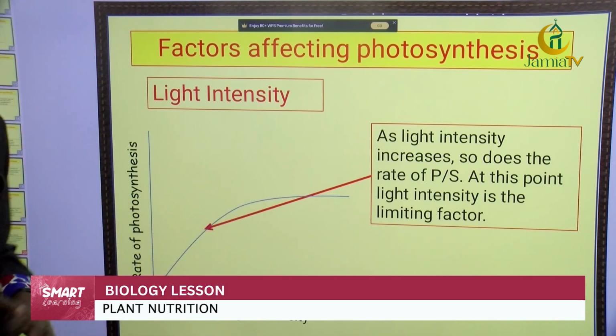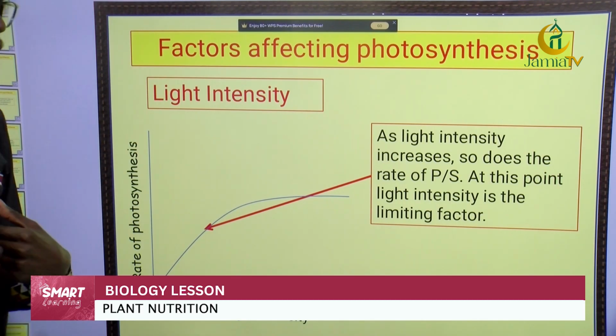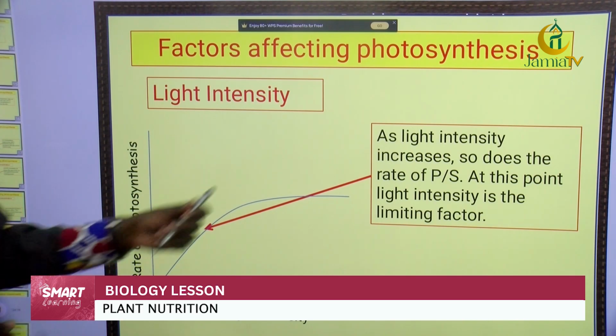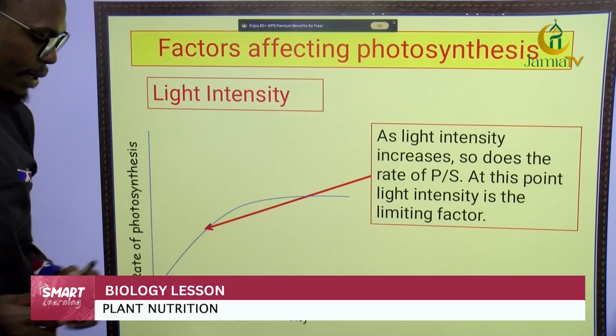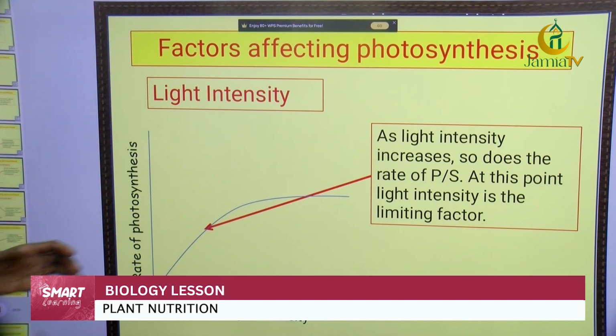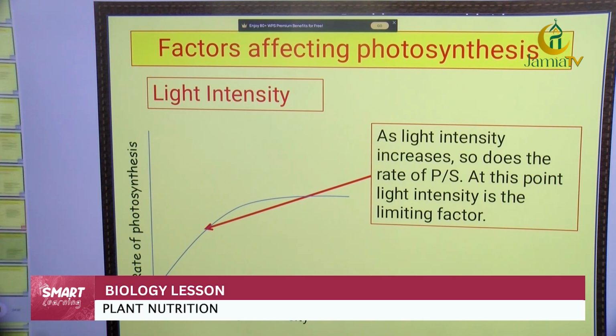It levels off. So this is what you will explain, or you may be asked, at what time of the day is the rate of photosynthesis high, or at what time of the day is the rate of photosynthesis very low? Explain. So you will be explaining about the light intensity. Remember, the light energy is converted to chemical energy and used in breaking down the water molecules and to allow the chemical reaction between the carbon dioxide and the water molecules as well.